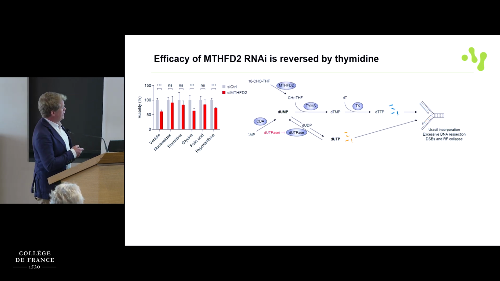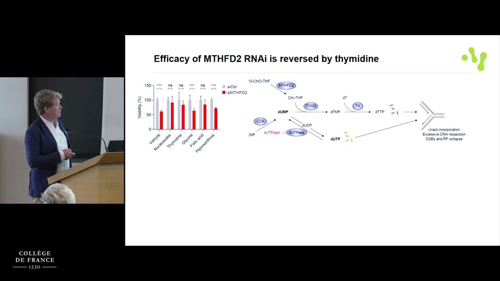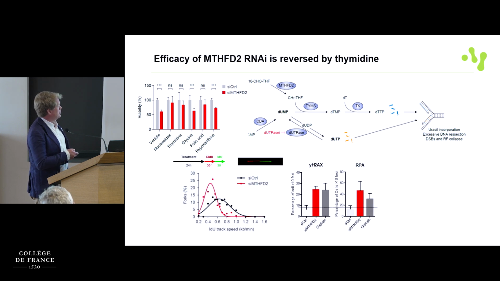So the idea is that MTHFR2 generates this methyl tetrahydrofolate, and then it takes this methyl group and puts it onto the uracil. This is what thymidylate synthase is doing to generate thymidine, which goes into the DNA. So if we inhibit this enzyme and we see that it's rescued with thymidine, maybe this is the mechanism of action. So removing MTHFR2 with siRNA, we could see reduced fork speeds.